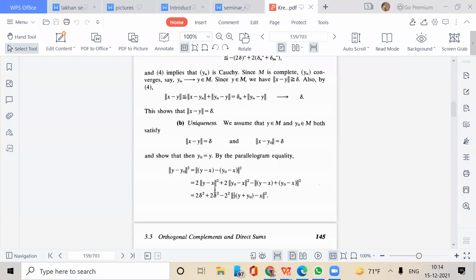It is equal to 2 into delta square plus 2 into delta square minus 2 square into norm of 1 by 2 into y plus y naught minus x whole square, because norm of x minus y is equal to delta and norm of x minus y naught is equal to delta.